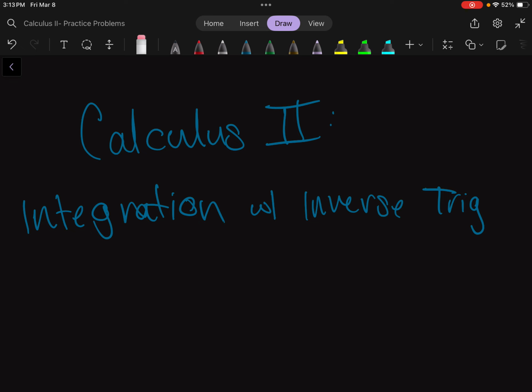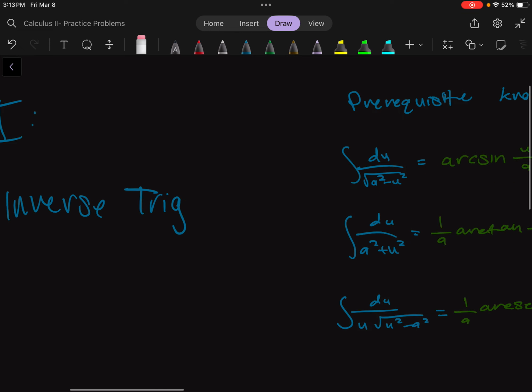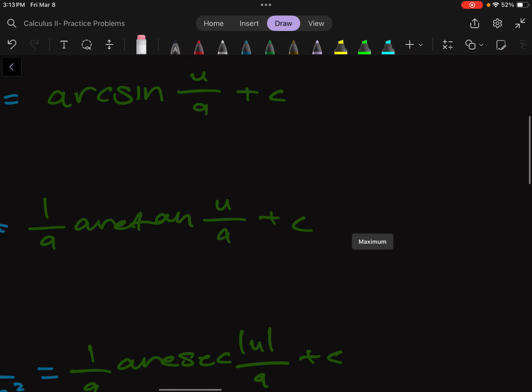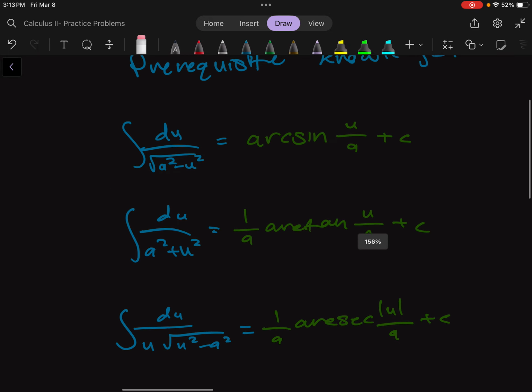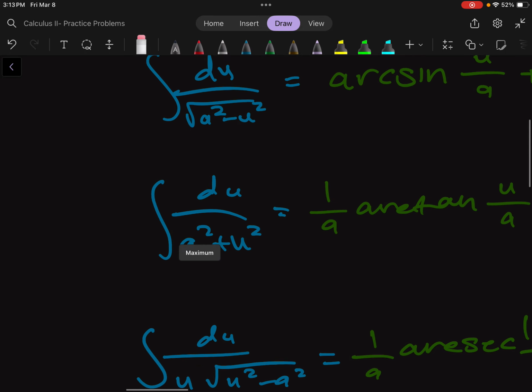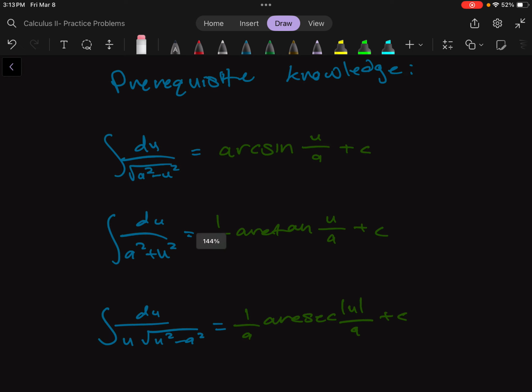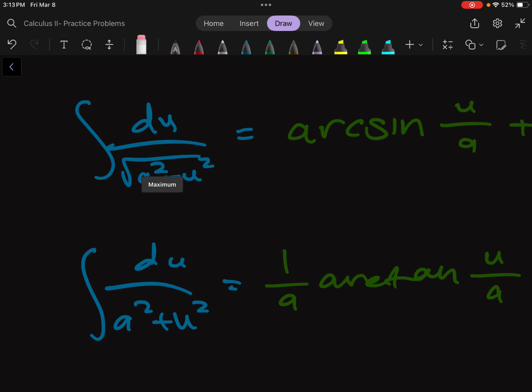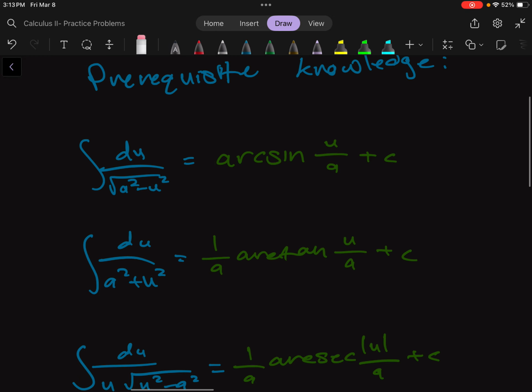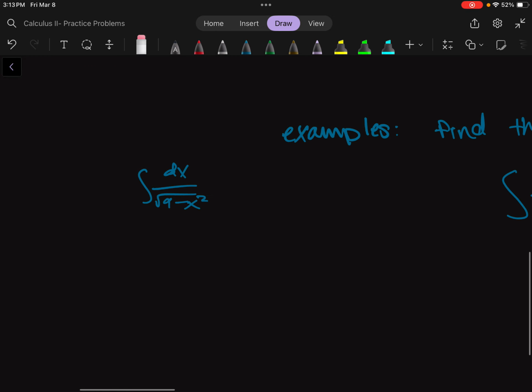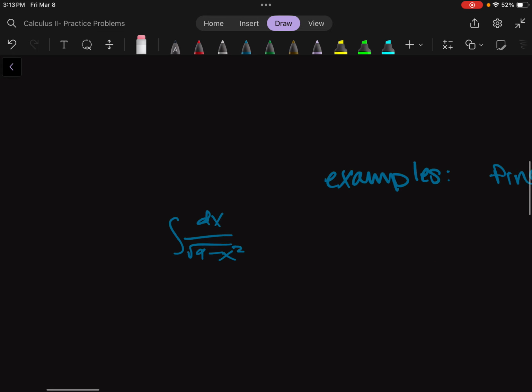Today we're going to be looking at some more Calculus 2 practice problems, specifically integration with inverse trig. At the end of Calculus 1, you probably should have learned that taking the derivatives of these three inverse trig functions would give you these functions. So naturally, if you have these functions, you can integrate them to get those inverse trigs. So you will need to know these three general integrals, and then the harder part will be matching up your u substitutions. So let's look at some examples of finding the indefinite integral.